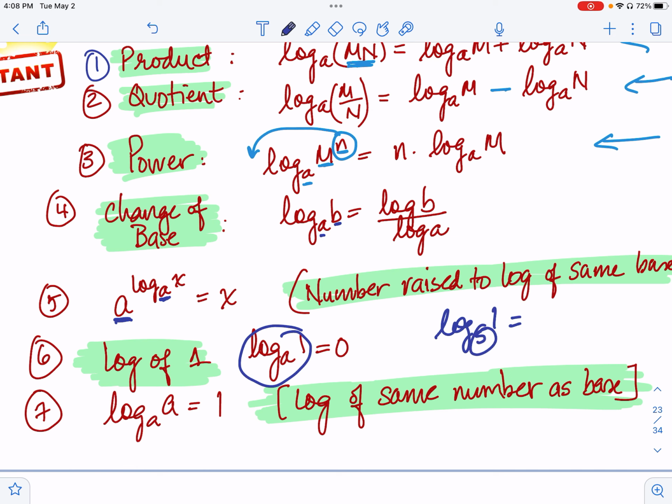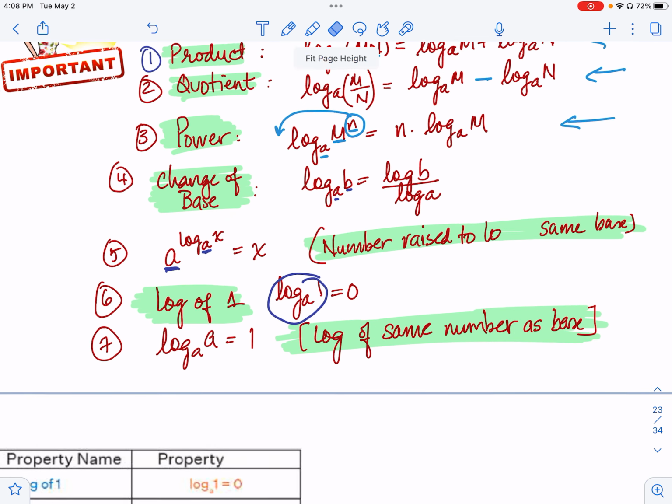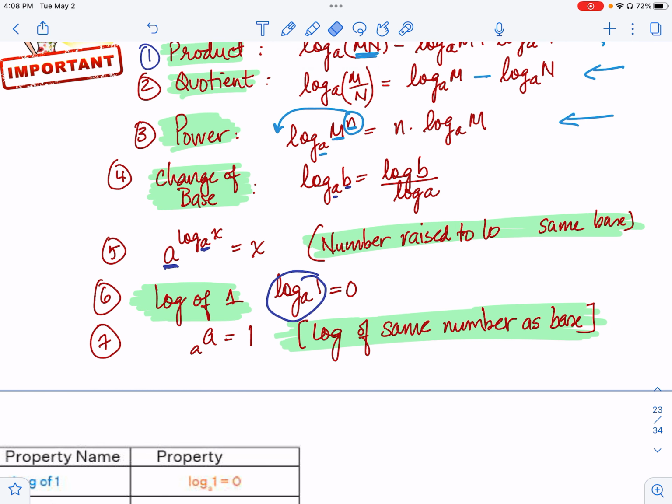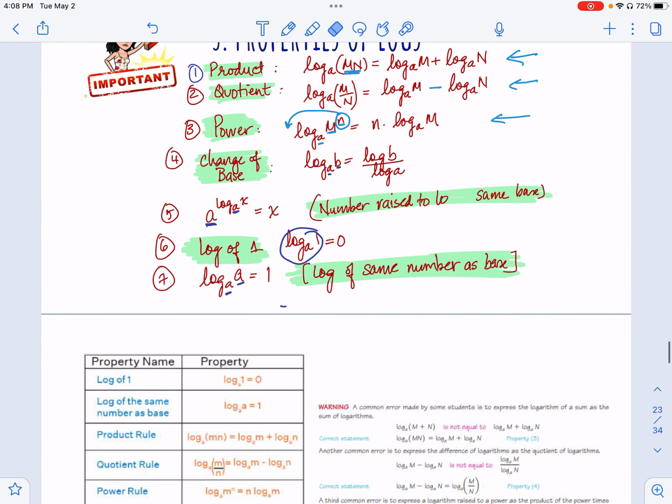Which means 5 to what power will get me 1? Well, it has to be 0. Change the base to 6. 6 to what power will get me 1? Still 0. And the last one is if the base and this value are the same, the answer is simply going to be 1, because a to the first power will equal a. So that makes sense. All right, let's use them, being able to identify them.